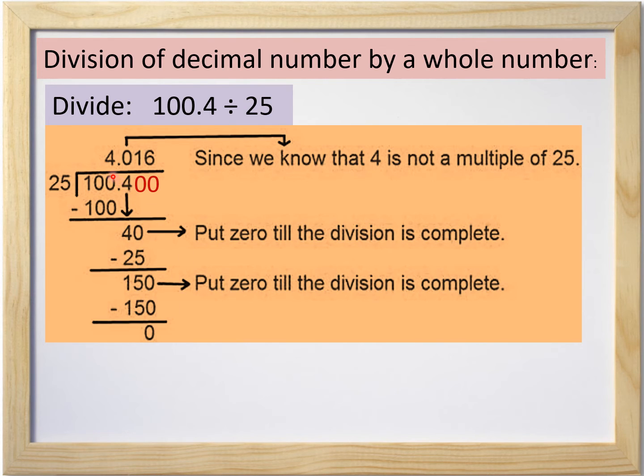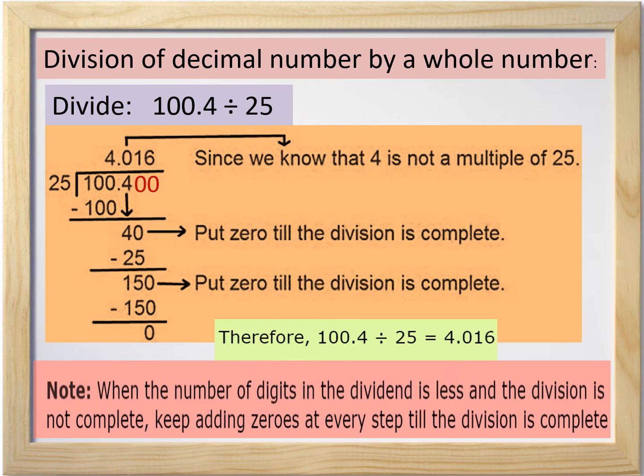Now the quotient is given by 4.016. That is, 100.4 divided by 25 is equal to 4.016. There is one note, children.